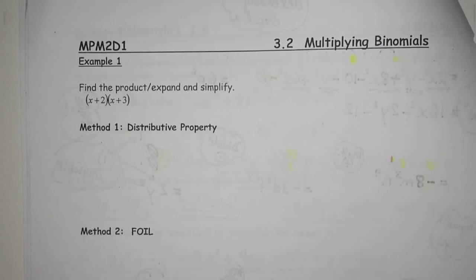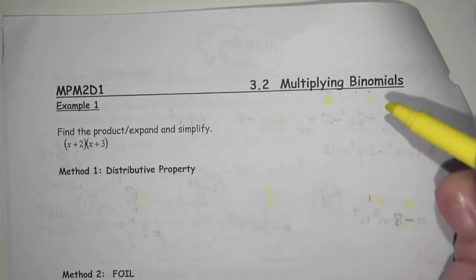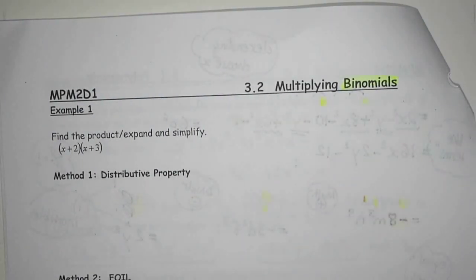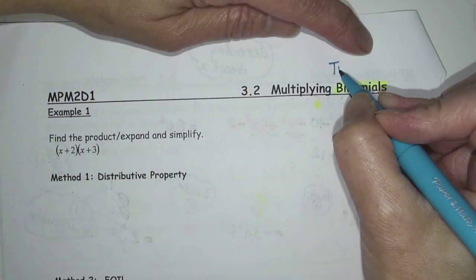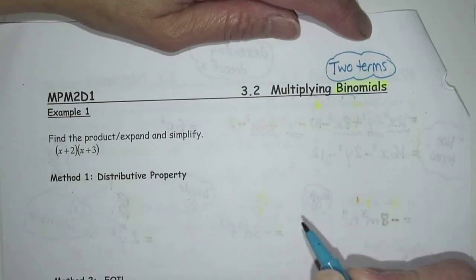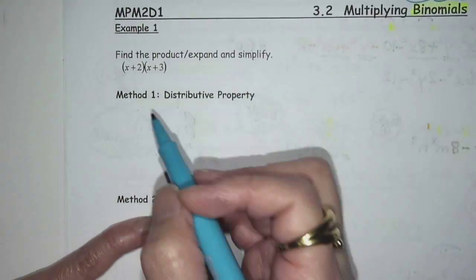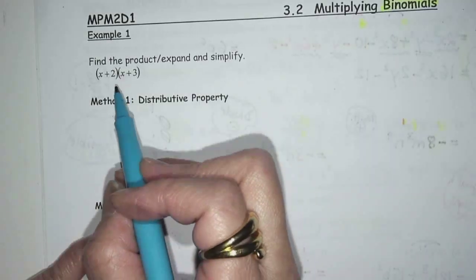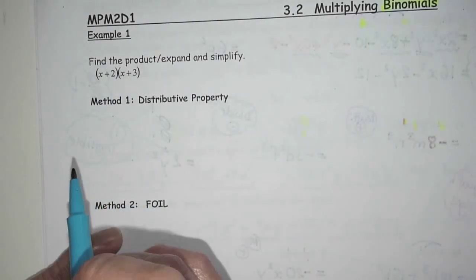In this section, we are multiplying binomials. So you have to know the word binomials because we explained that in the other section. Binomials means that there's two terms. So we're going to multiply two terms by two terms. So you can see here there's two terms, 1, 2, 1, 2. We are going to multiply two terms by two terms.